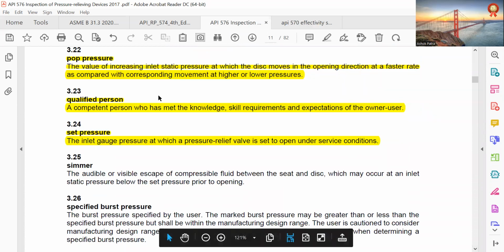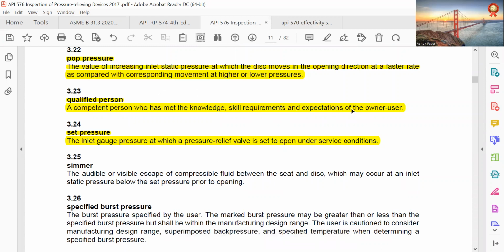Qualified person: a competent person who has met the knowledge, skill and experience requirements of the owner-user. Set pressure: the inlet gauge pressure at which the pressure relief valve is set to open under service conditions.